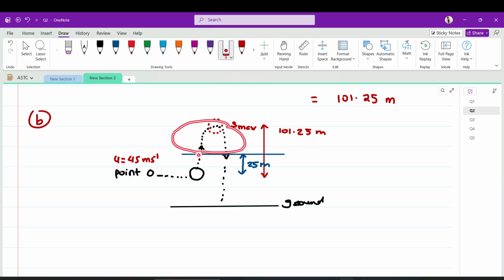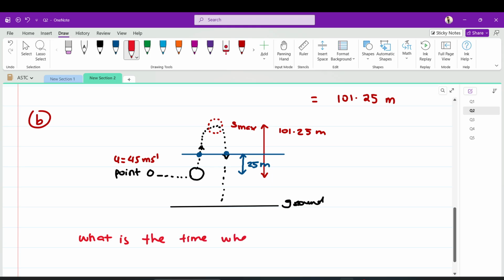So when the ball is above this point, it goes all the way up, then it stops here, then comes back down. How much time has the ball remained above 25 meters? That is what the question is. Very important to understand the question first. All right, so what is the time when displacement is 25 meters?